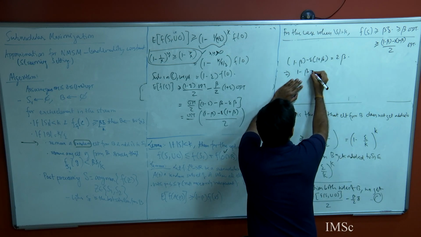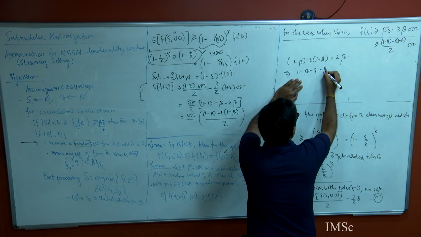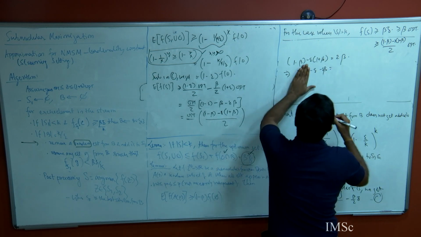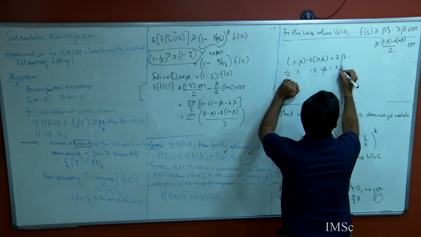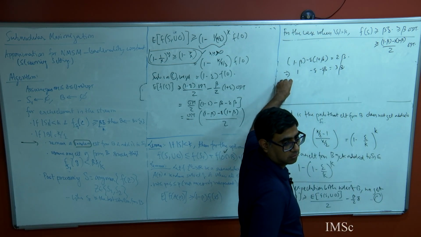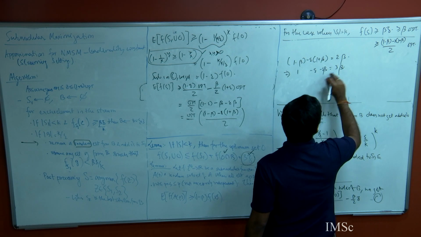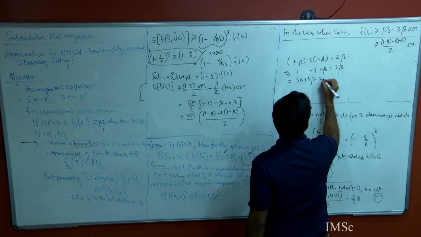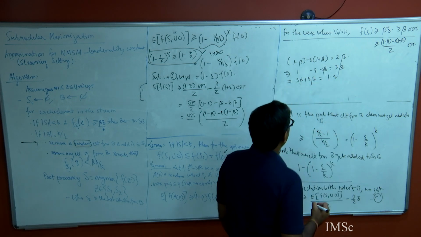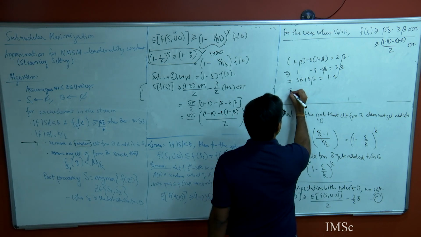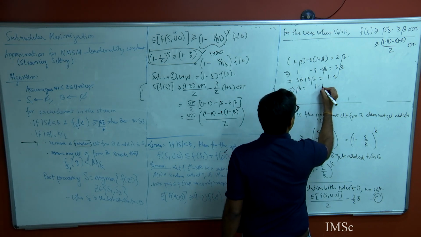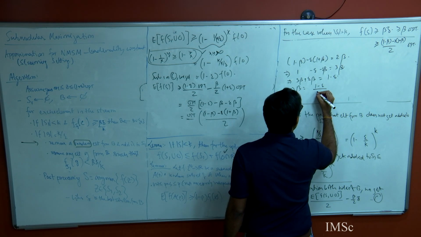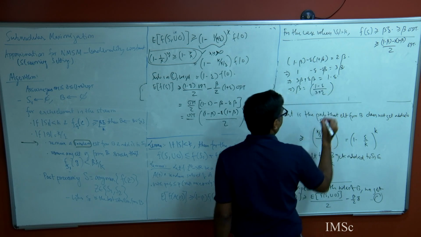1 minus beta minus epsilon beta. So this is equal to 3 beta. Right? So if I take epsilon this side also, so what will be the factor of approximation? 3 beta plus epsilon beta should be equal to 1 minus epsilon, right? So beta should be 1 minus epsilon over 3 plus epsilon, right?